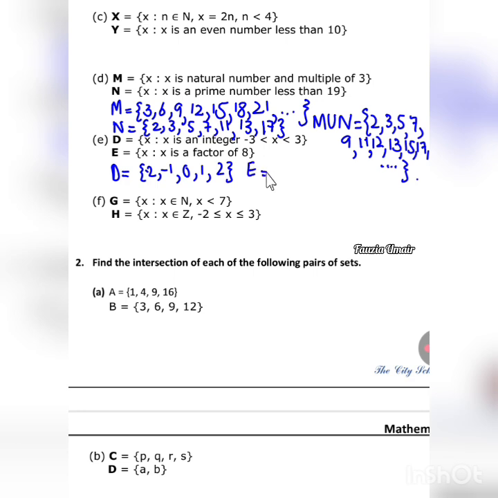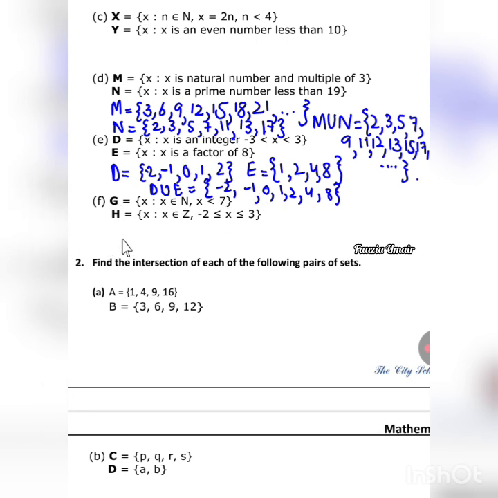Now comes set E. E is X such that X is a factor of 8. So factors are written in pairs, 1 and 8, 2 and 4. These are the factors of 8. So now if I write down D union E, then minus 2, minus 1, 0, 1, 2, 4 and 8 will come. So remember that the elements that are in both sets will come only once.